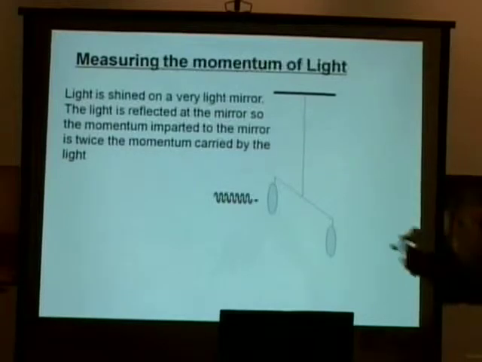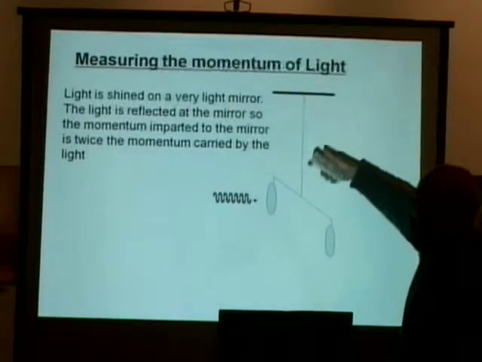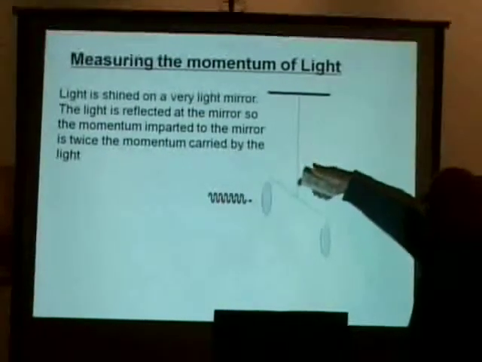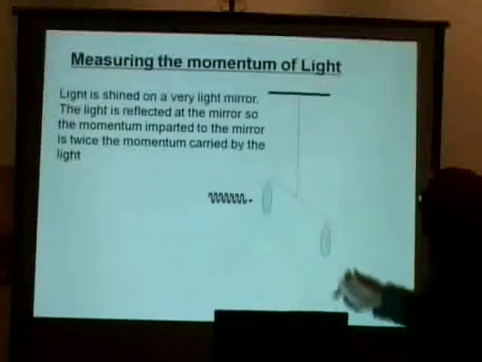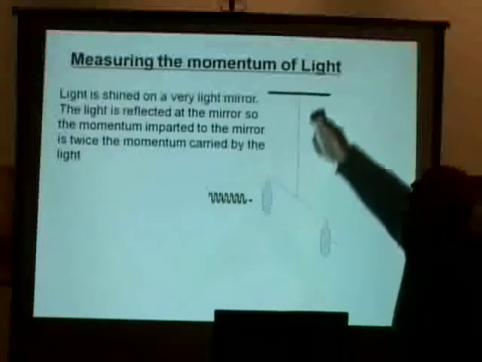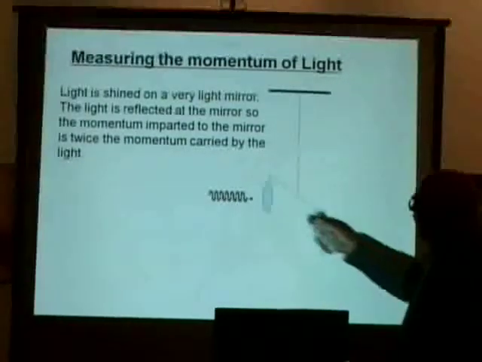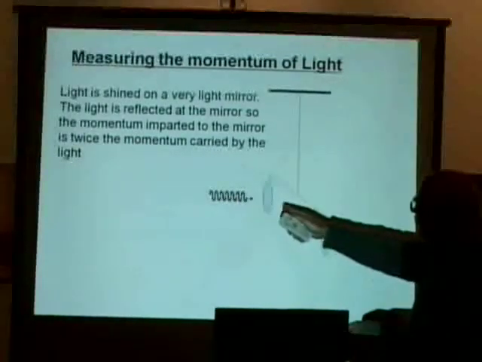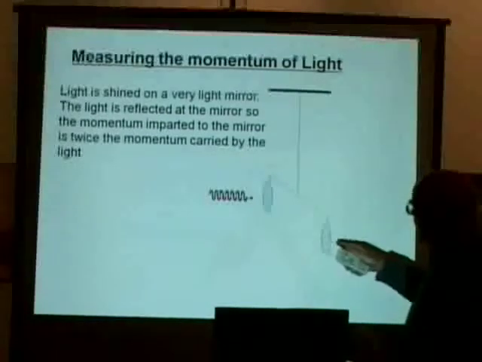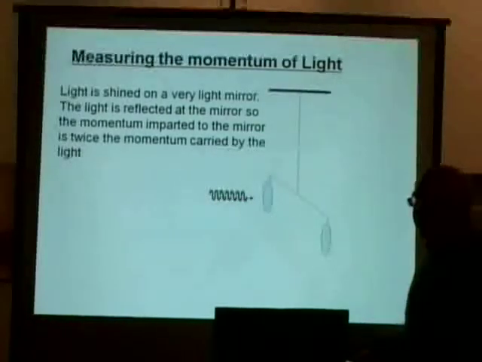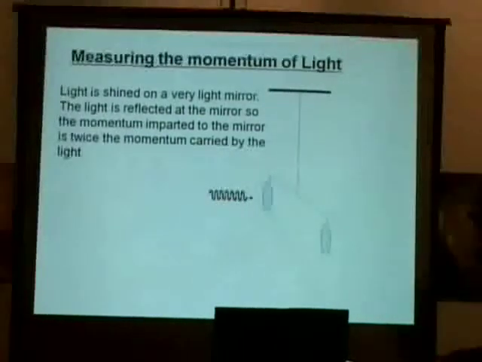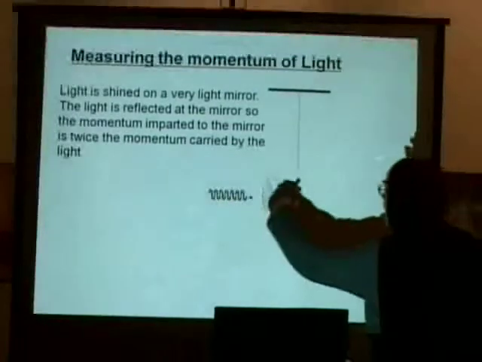So you take a fiber, like a hair, and this object is called a torsion pendulum. So you have a fiber, and there are two very light mirrors, one on one side. The one on the other side is just to balance it so that the thing stays in balance. And you shine light on it.